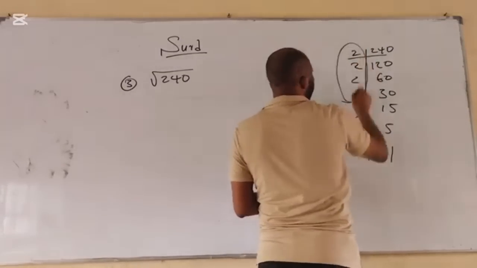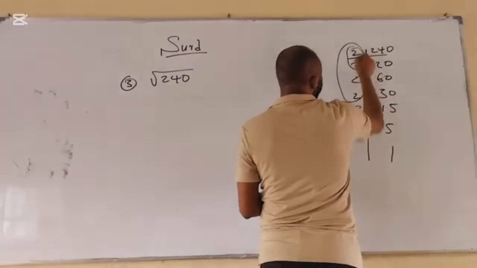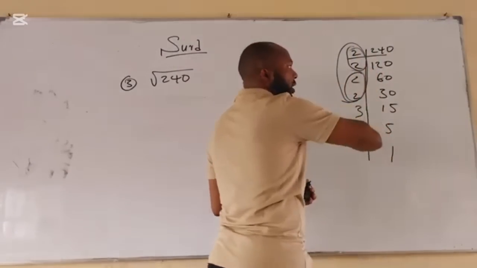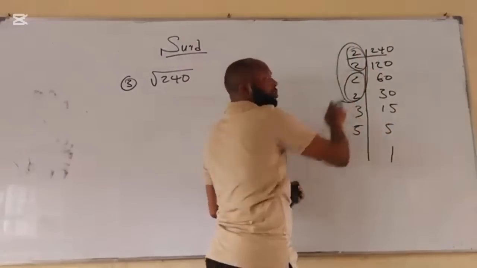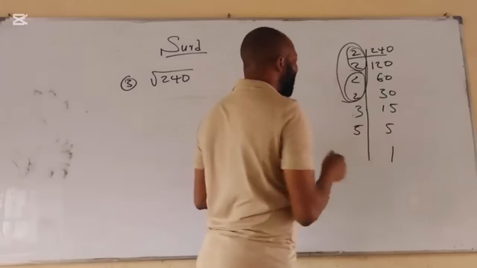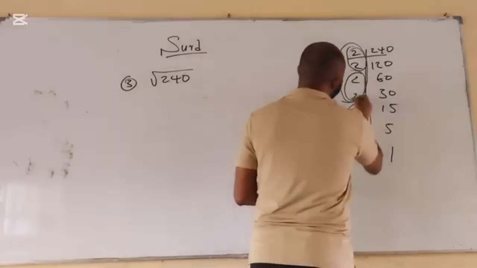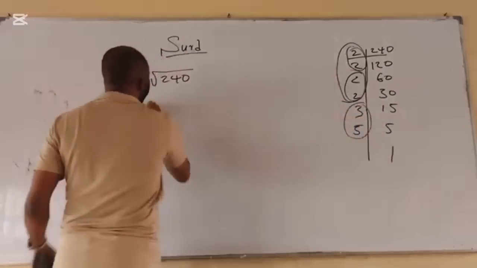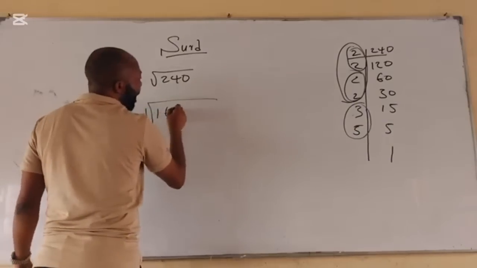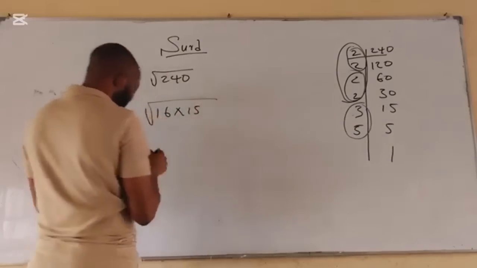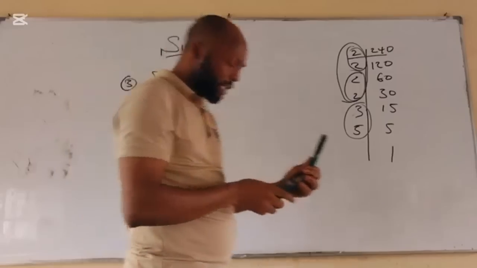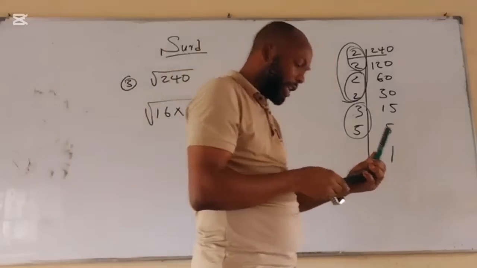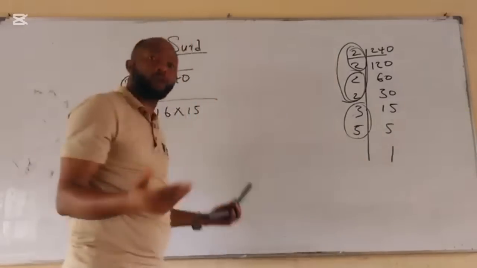these numbers, 2 times 2 will give me a perfect square, times 2 again will give me a perfect square. So which means 4 times 4 will give me a perfect square, which is 16. 16 times 15. So now I can easily come here and say 16 times 15. Now 16 times 15 is 240. So you know that you're correct.